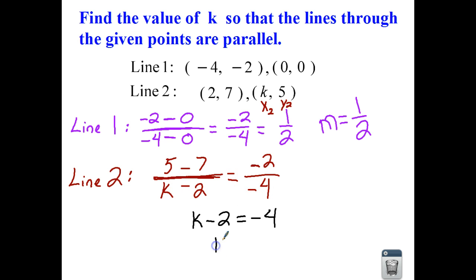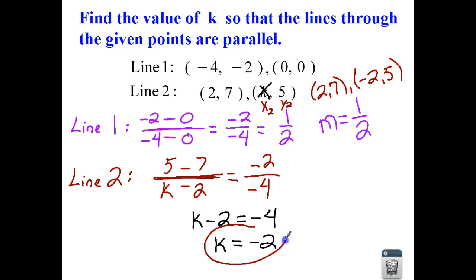All right, so add 2 to both sides, and that would get us -2. So if I were to polish off this problem, it says find the value of k. I know that k right here would be replaced by a -2. So let's see how that would look down here on the bottom. I have 2, 7, and the k is replaced by a -2, and then I have my 5. Okay, right here. k is -2.